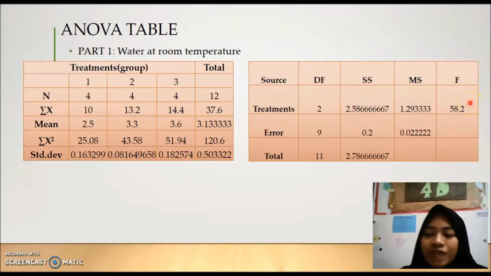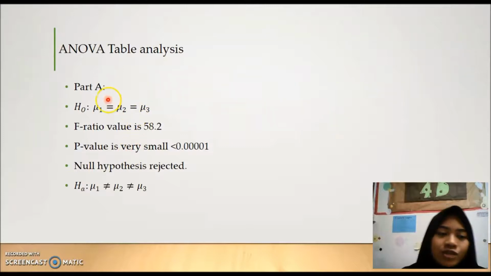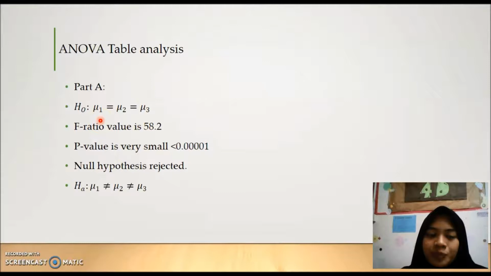So here we get 58.2. Our null hypothesis is that the mean for each group is the same, which is the mean for the first group, second group, and third group is the same. As I said earlier, we get an F ratio of 58.2. Looking into the calculator or the F table, we get a very small p-value. Based on theory, when the p-value is very small and less than 0.05, the null hypothesis is rejected. So we introduce the alternative hypothesis, which is that mean group 1, mean group 2 and mean group 3 are not the same. The data that we have is significantly different between one another.